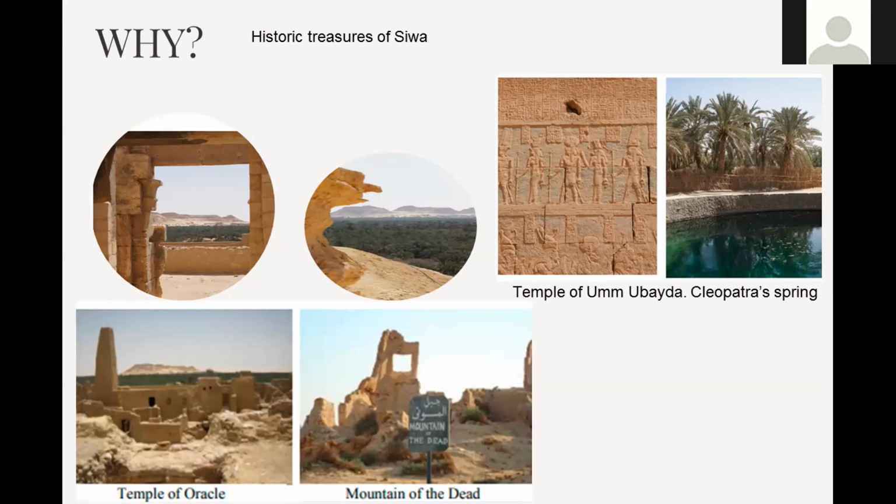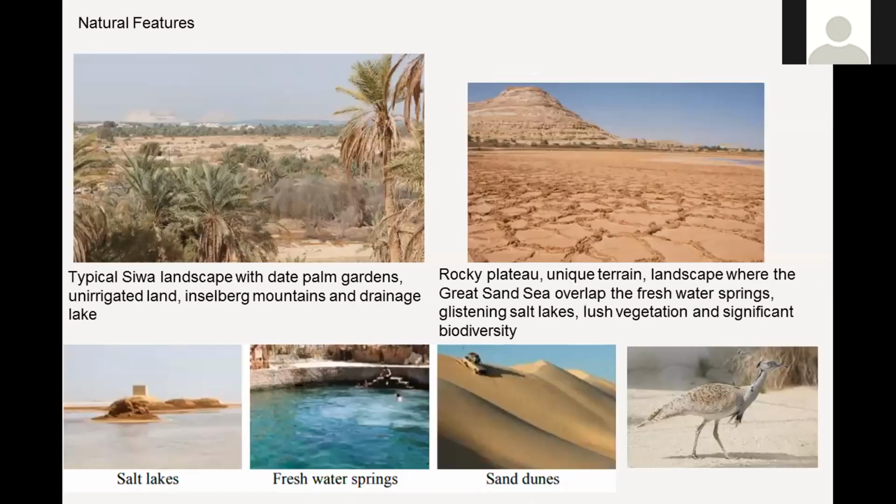So why do we consider this a World Heritage Site? It is due to the historic treasures of Siwa, such as buildings that date from the Pharaonic period, such as the Temple of the Oracle of Amun, the Mountain of the Dead or Jabal al-Mauta, Temple of Ubaidah, and the Cleopatra Springs, which are considered sacred treasures. The second is the natural features of the site. It's known for a wide variety of landscapes, palm dates, mountain ranges or terrains, salty lakes, freshwater springs, sand dunes, and a variety of biodiversity.